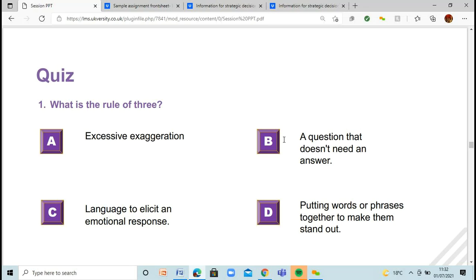B. Remember, we're talking about rule. Do you say B or D? I said B, but not sure, but I said B. No, it's not B. Remember, it's a rule of 3 when you use 3 words or 3 phrases. Putting words or phrases together to make them stand out. So like things like eat, sleep, repeat, or stop, look, listen. So putting words or phrases together to make them stand out. So yeah, D.